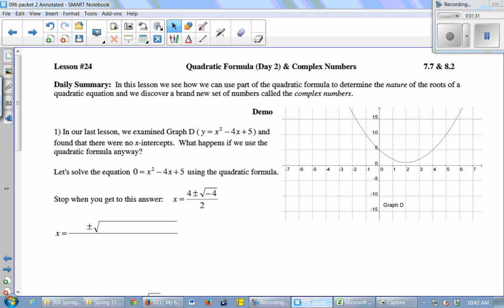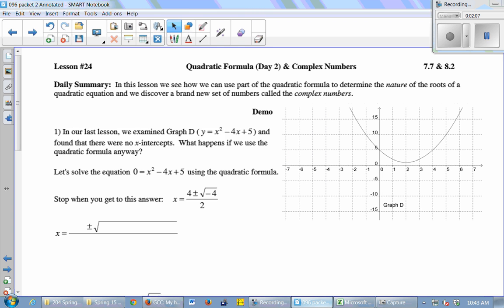Today we're going to look at how to use just a piece of the quadratic formula that will help us determine the nature of the roots of a quadratic equation. Rather than finding out exactly what they are, we could at least know what kind of numbers we're going to get. It'll be a little bit less work, but we won't get the actual solutions, just what kind to expect. And we're also going to discover a totally new set of numbers that you've probably never seen before, called the complex numbers.